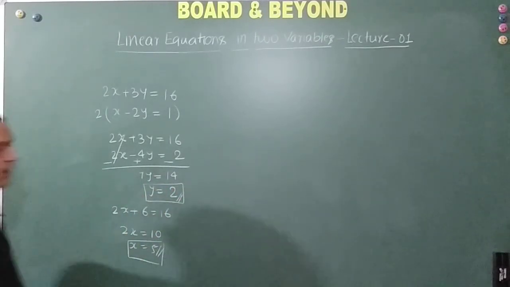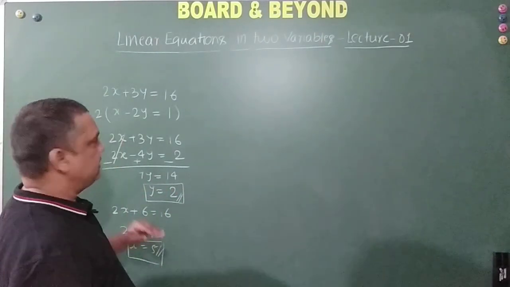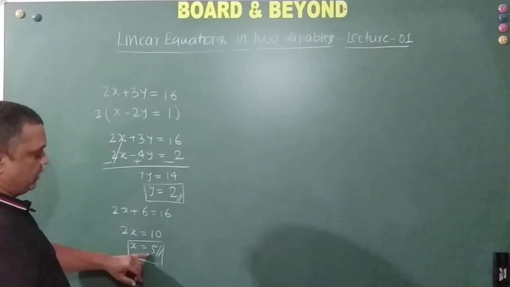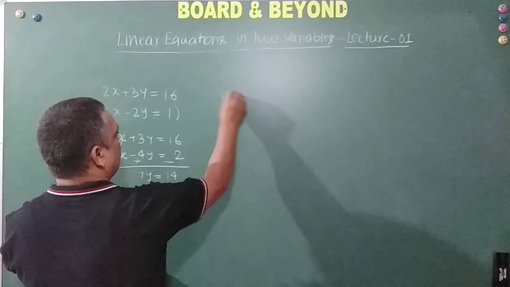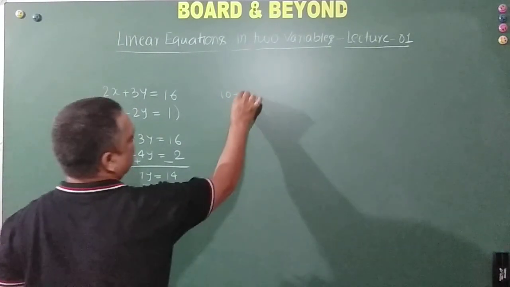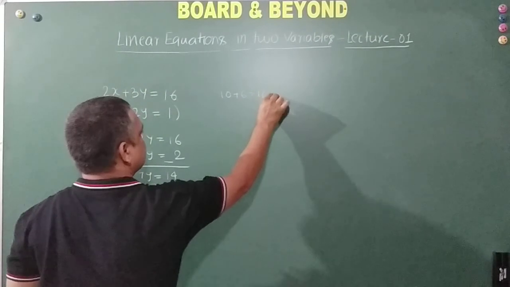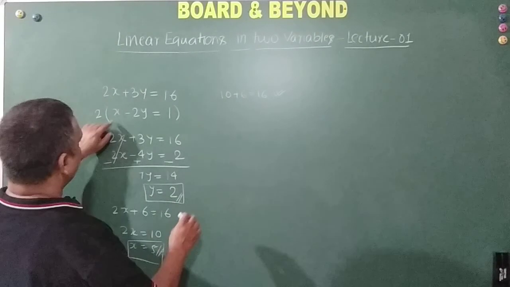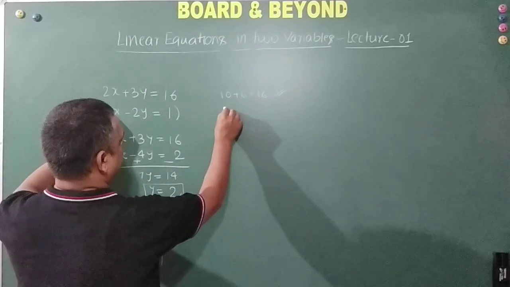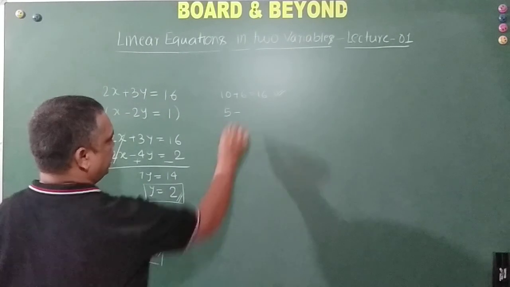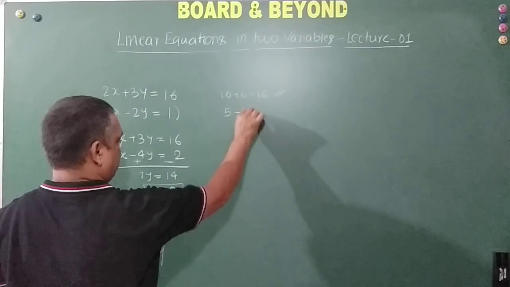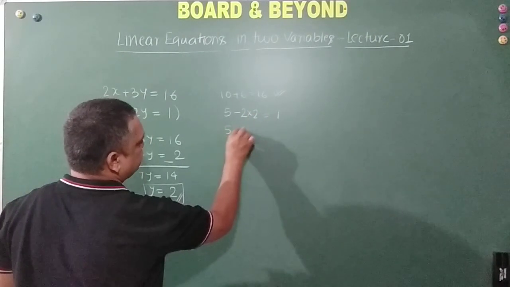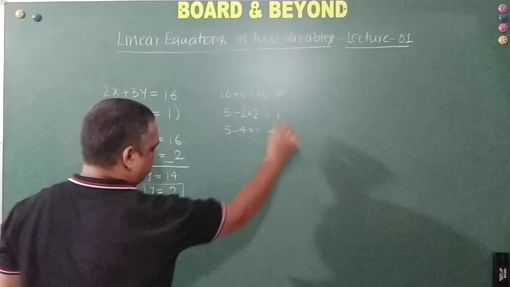Let us just try and find out whether this value of x and y satisfies both the equations for us, right? So 2x plus 3y, so 2 into 5, that is equal to 10, plus 3 into 2, that is equal to 6, is equal to 16. Yes, hence proved, right? Now let us put it in this equation. So x minus 2y, that is 5 minus 2 into 2, sorry, is equal to 1. So 5 minus 4 is equal to 1. Yes, this also is satisfied.